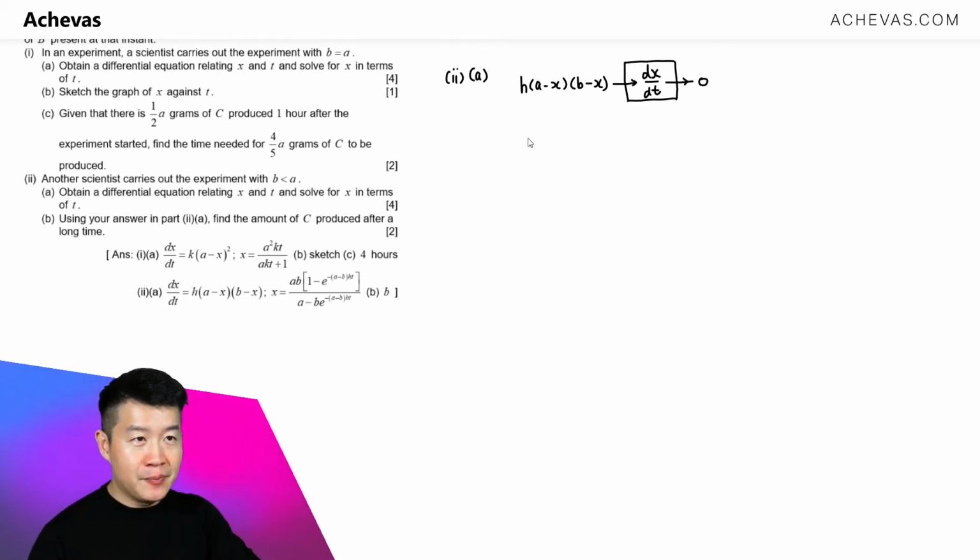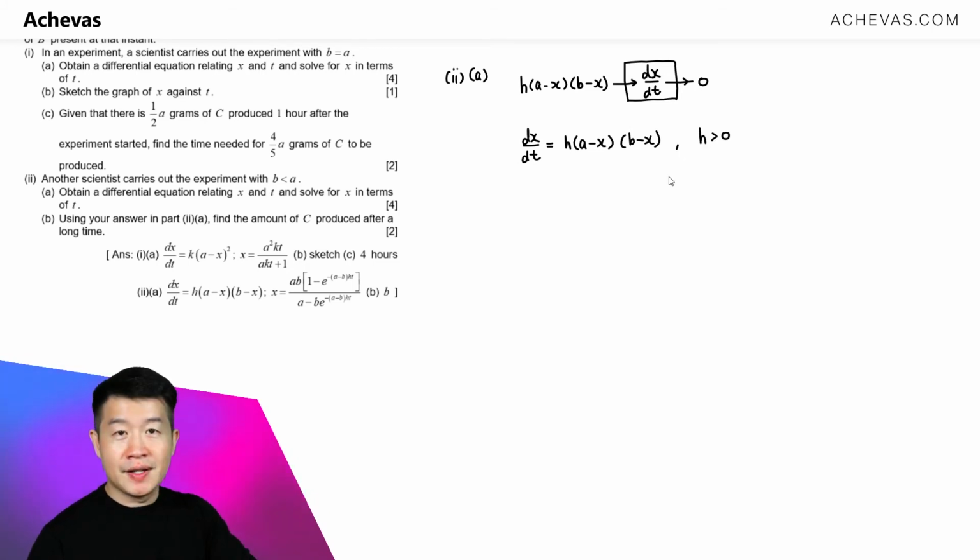So dx/dt is going to be a result of the rate of input, which is h(a minus x)(b minus x). And the rate of output is 0, so I'm not going to write that. And h here is going to be a constant that is bigger than 0. So we have already come up with the differential equation relating x to t.